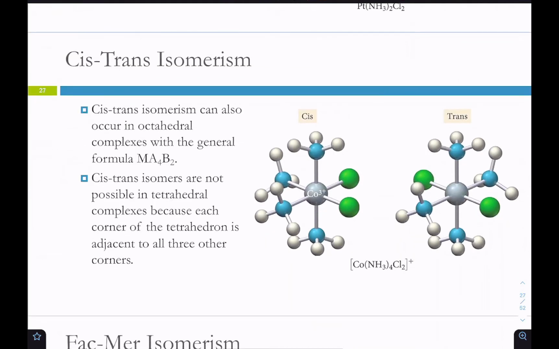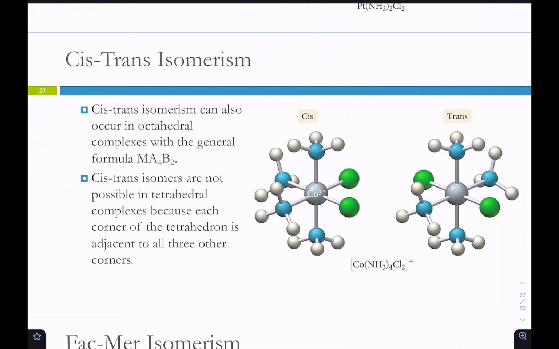So you can also have cis-trans isomerism in octahedral complexes. And this is harder to see, and you can get other situations where it might look like it's an isomer, but you can actually rotate one of the molecules to match the other one. They're only truly isomers when you can't actually match them.